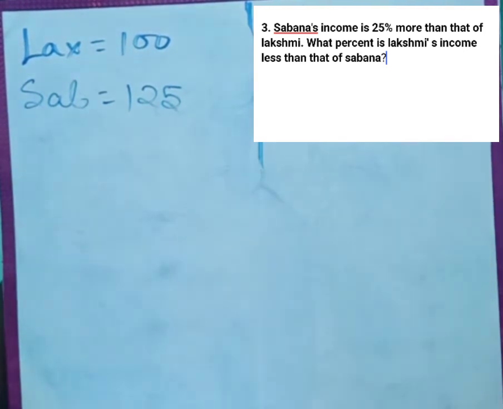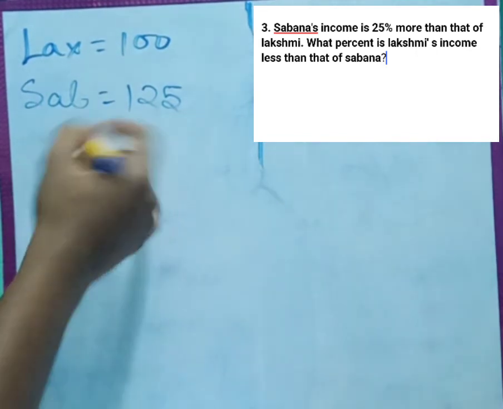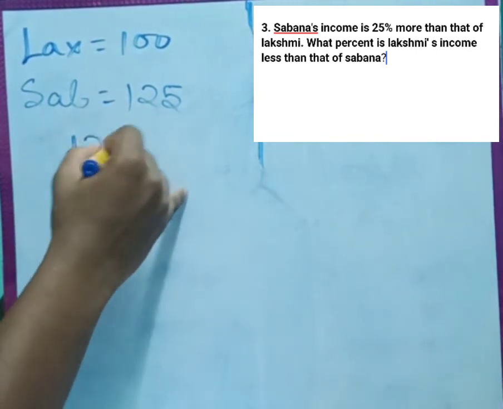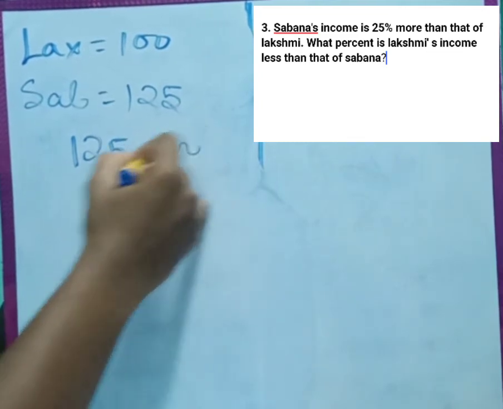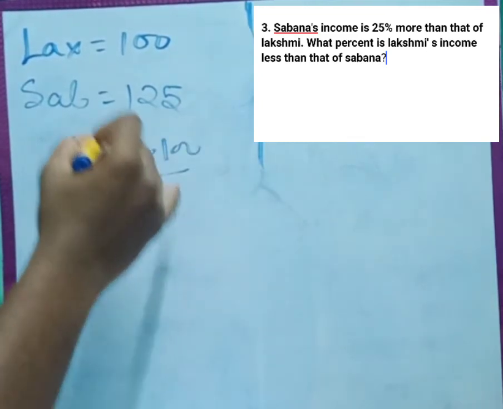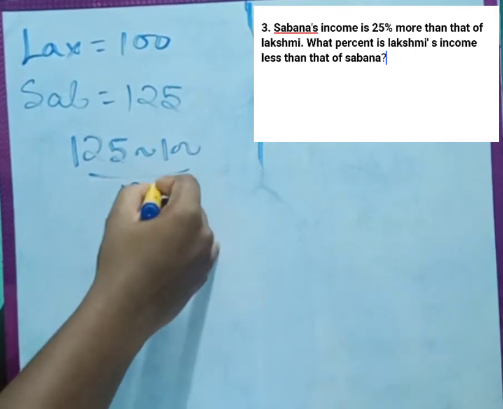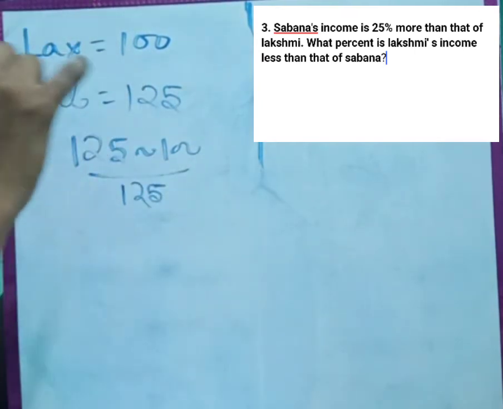Here I will write, just concentrate here. So what we have to do: difference. What is the difference? Guys, this is the difference, okay? 100 divided by Shabana's income, because we are comparing Lakshmi's income with Shabana's.